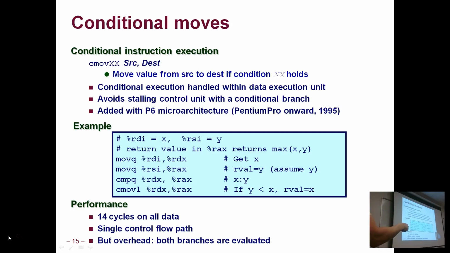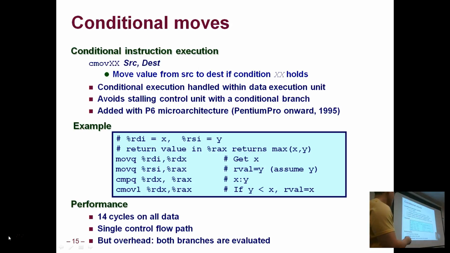You move x, which is in RDI, into RDX, and you move y into RAX, and you assume y is the answer. You're like, okay, I'm going to assume y is bigger, and I'm going to stick it into RAX. Here comes the compare. I'm going to compare y to x. And if y is less than x, I'm going to move x into RAX. You see how that magic works.